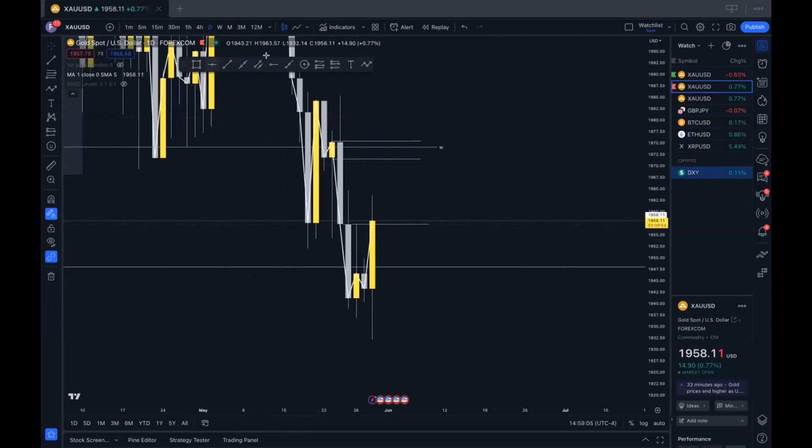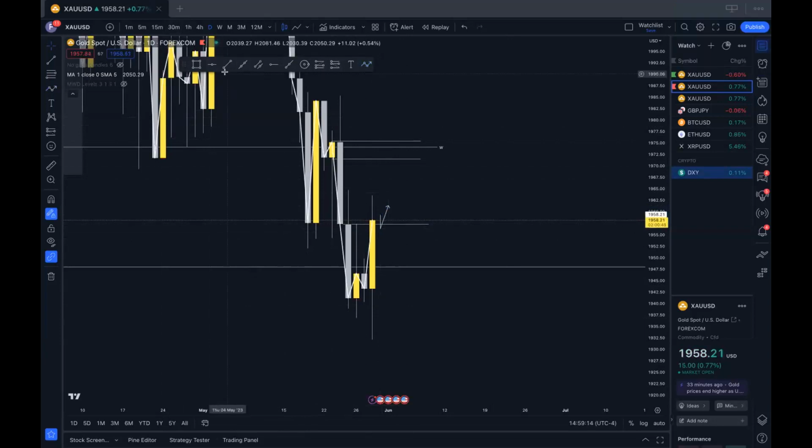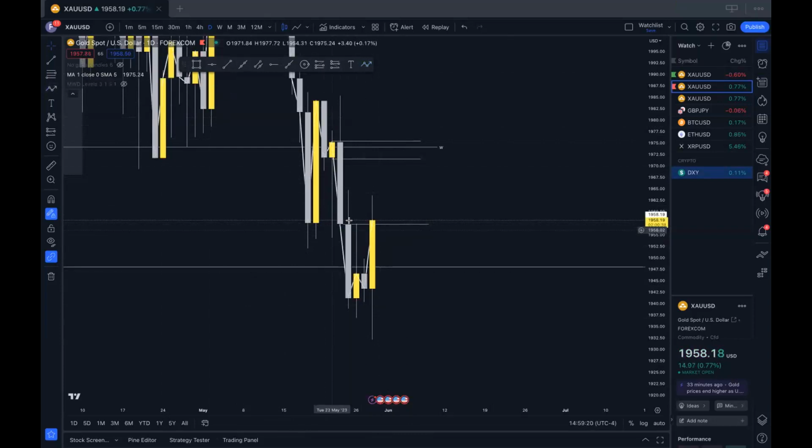So again, price could do two things. And today, Robbie, in H4, you can move to H4. Yeah, a little bit. I want to show you guys something. It could tap into this level.